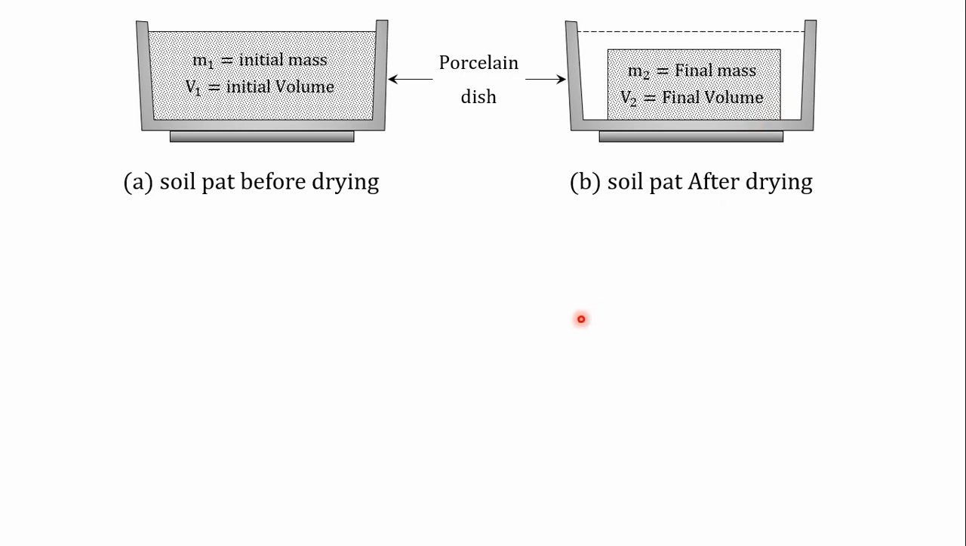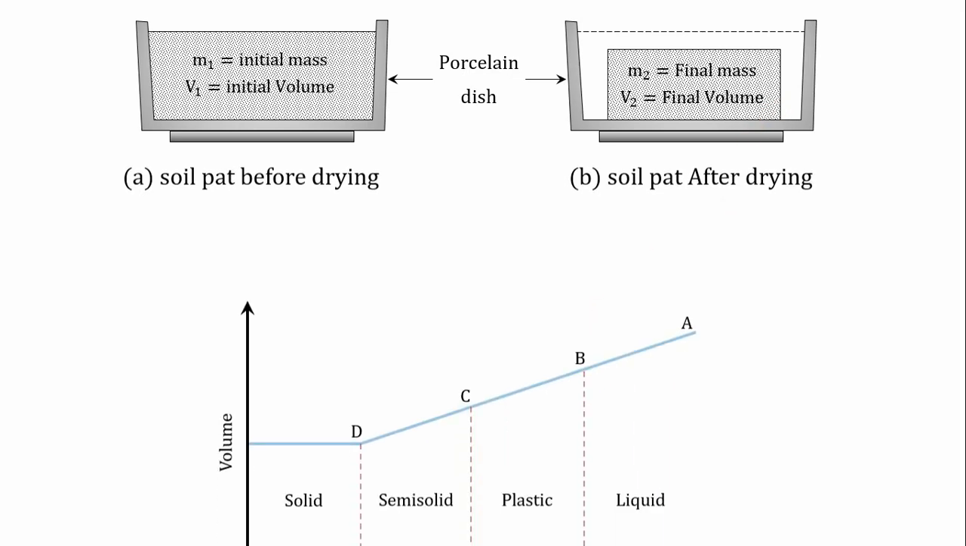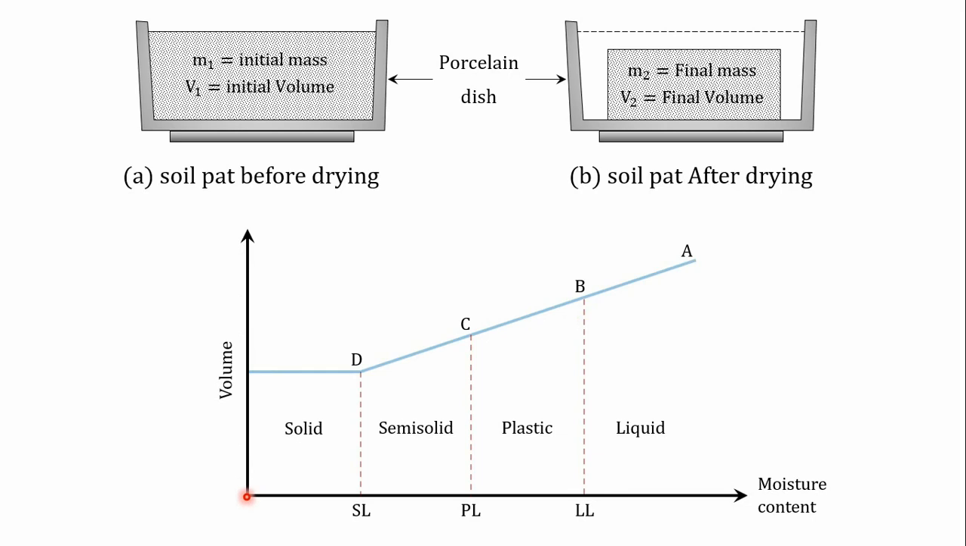Kapag i-draw natin siya class by graphical, the vertical axis represents the volume of soil, and the horizontal axis represents the moisture content. Alam natin class, SL denoted natin siya shrinkage limit, PL or plastic limit, LL is liquid limit, and we know that SL, PL, and LL are only moisture contents, but different properties. Okay? I-graph natin class.